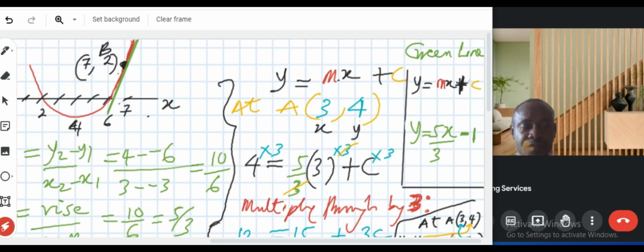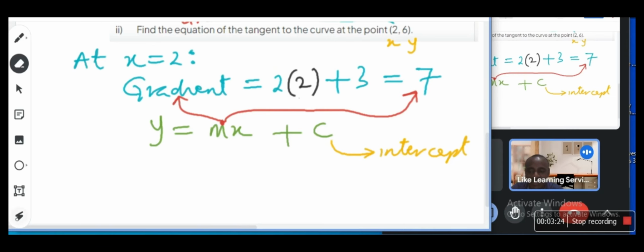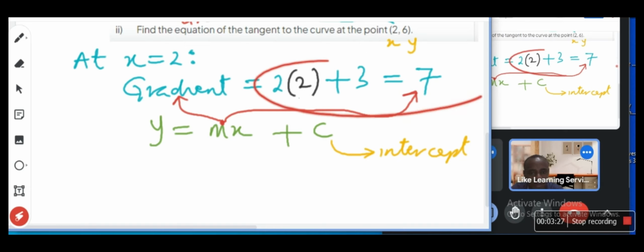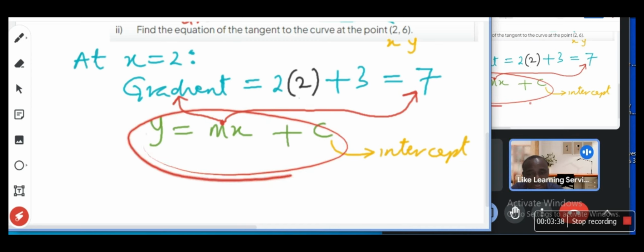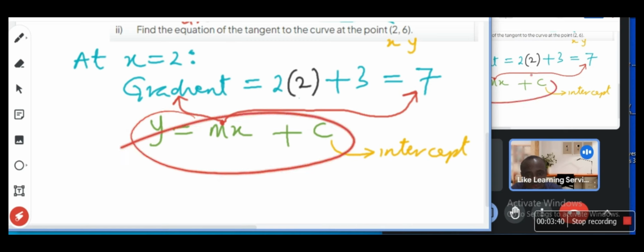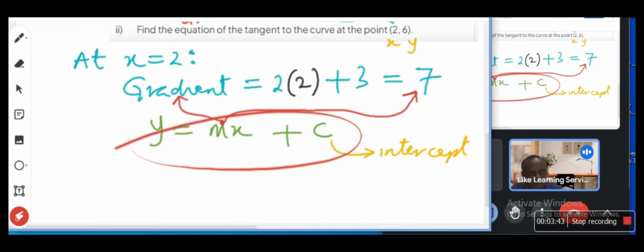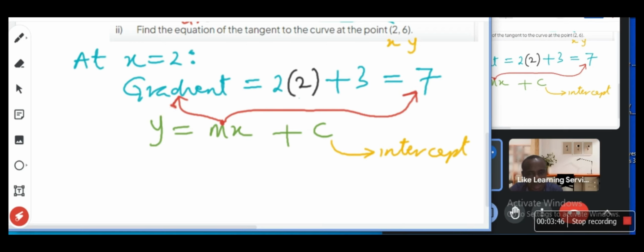Okay. Let me say this properly, you will get it. It's very easy. Watch me. We found the gradient to be what again? 7. Good. So we are plugging all of this into the general equation of a straight line, y equal to mx plus c. Have you not come across this before? Yeah, y equal to mx plus c is the general equation of a straight line. I said m stands for the gradient, so we are representing m with 7.